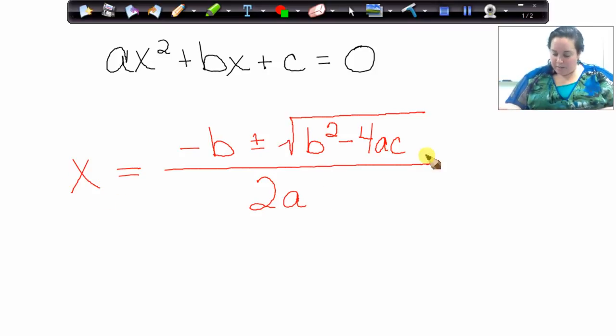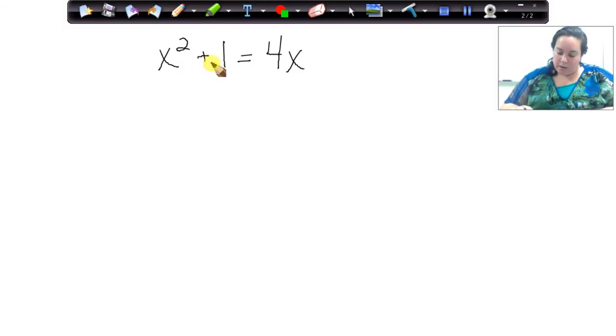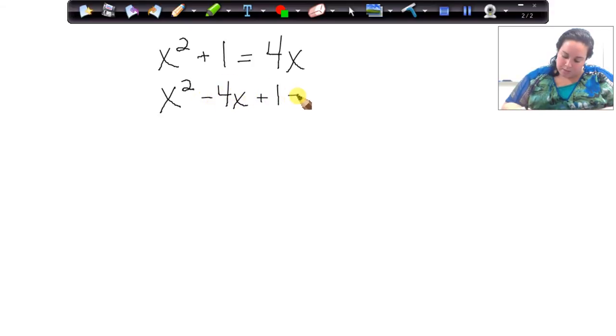So, looks kind of complicated, but it isn't really so bad. Let's go ahead and look at an example. Notice first we need to put our equation in standard form. We have x squared plus 1 equals 4x, not in standard form. So let's rewrite this, x squared minus 4x plus 1 equals 0, so now it is in standard form.